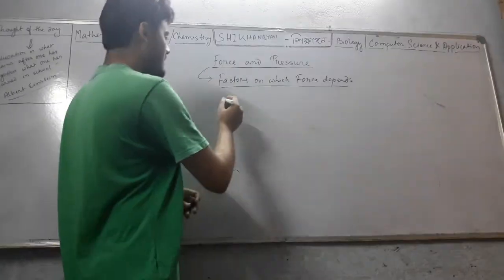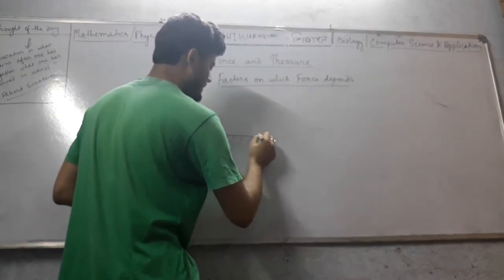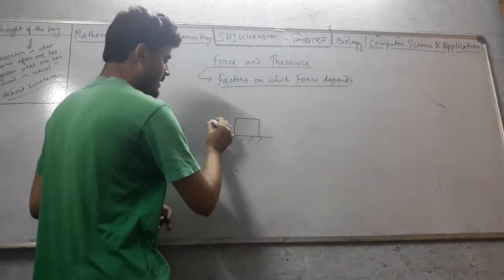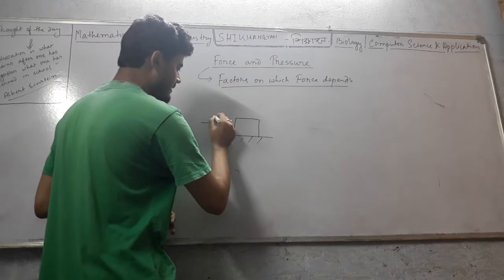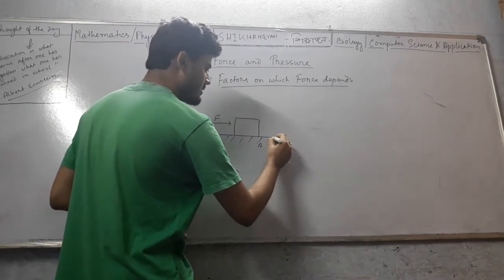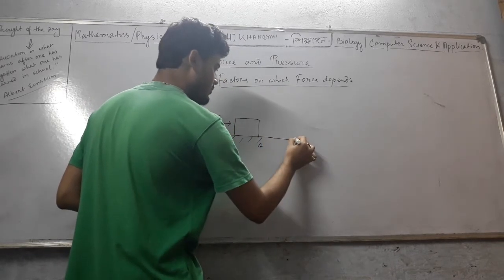First thing, suppose there is a surface on which there lies a block. Now we use a force F to move this block from this position to this position, right? From point A to point B.